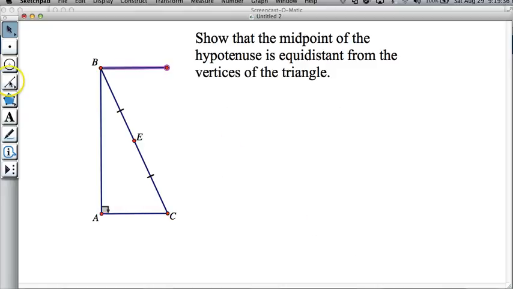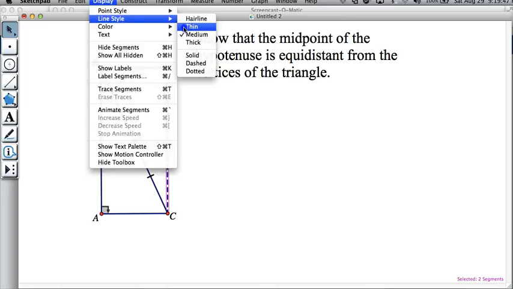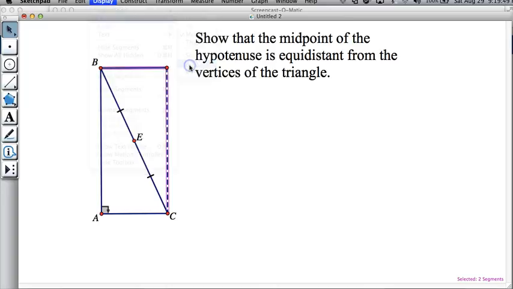Okay, so from there all I need to do is connect this new point down to C, and I will make this a dotted segment also so that we know that this is something that we added. Okay. So being that BC prime CA is a rectangle, we know that the diagonals of a rectangle must be congruent.